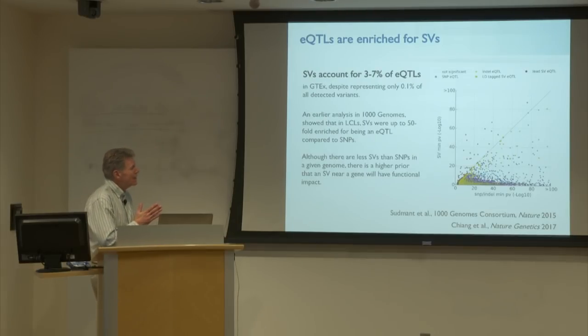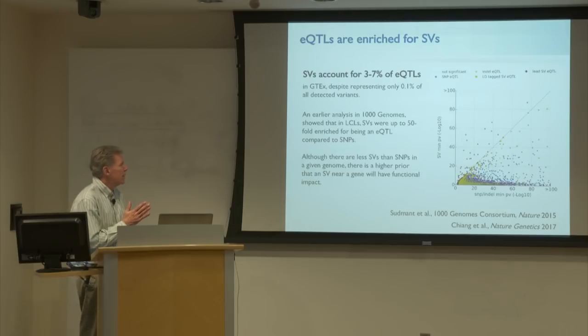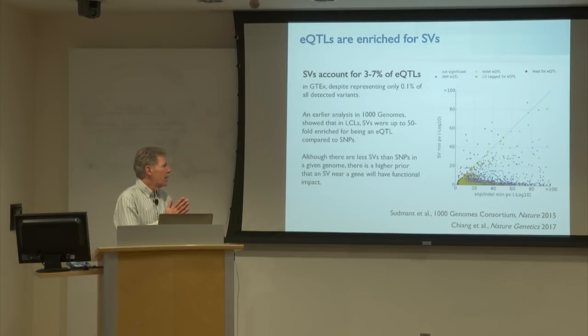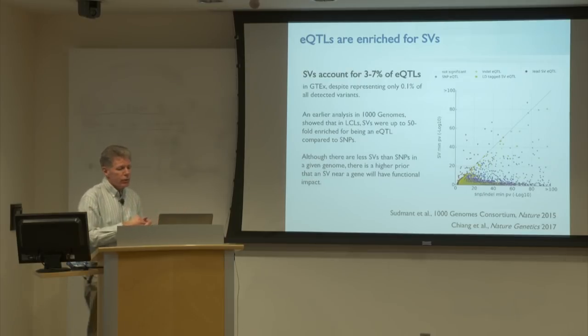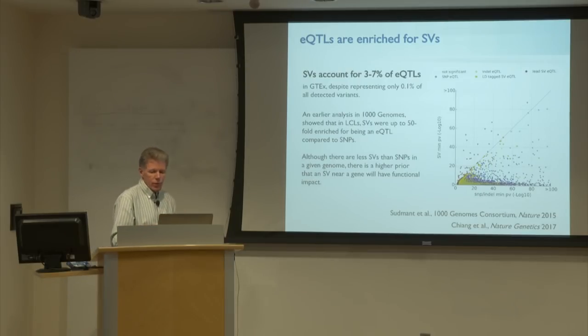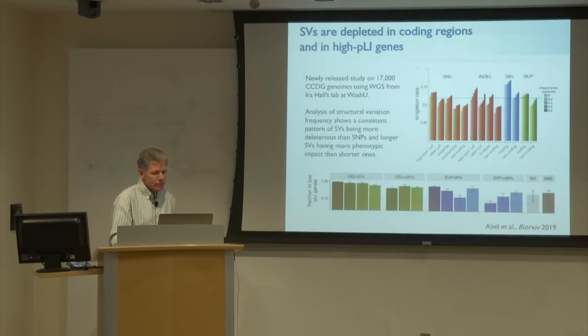And this is a pretty consistent number with an earlier analysis done in the 1,000 genomes where they found that structural variation was up to 50-fold enriched for being an eQTL. So the moral of the story here is if you have a structural variation near a gene, there's probably a higher prior on the eQTL being driven by the structural variant than a SNP, if they're both otherwise equally plausible.